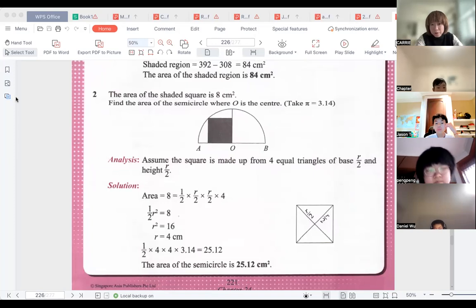Okay, let's look at the next question. The area of the shaded square is 8 centimeters squared. Find the area of the semicircle where O is the center. Take pi as 3.14. Okay, let's do it ourselves. So you do it yourself.